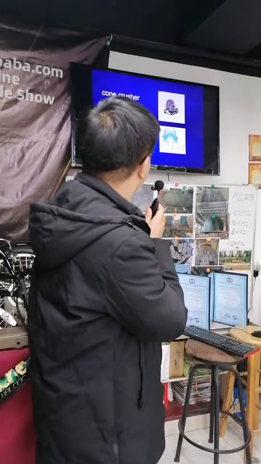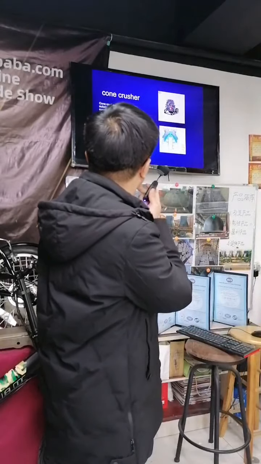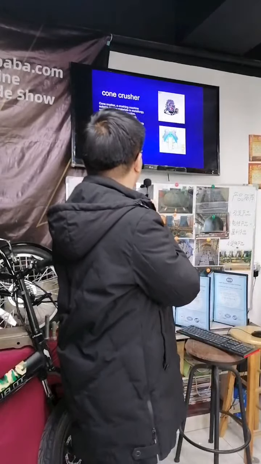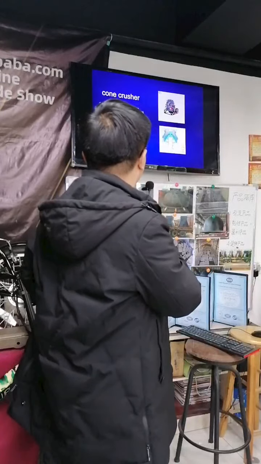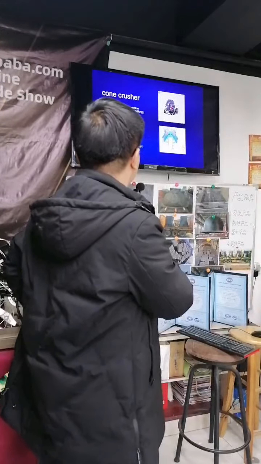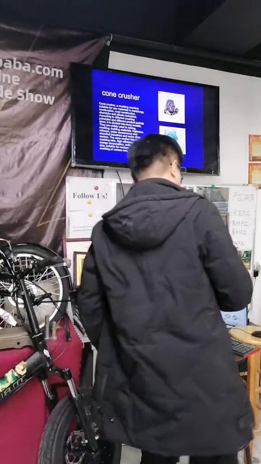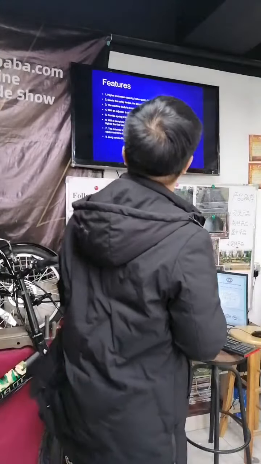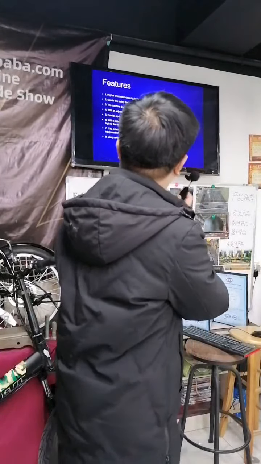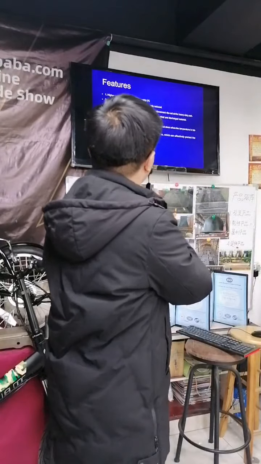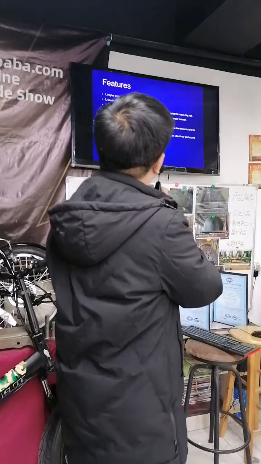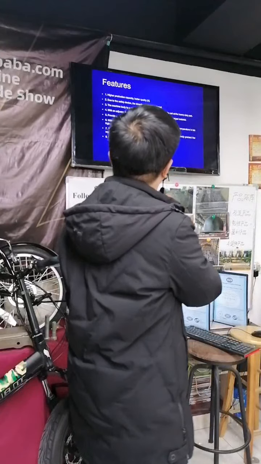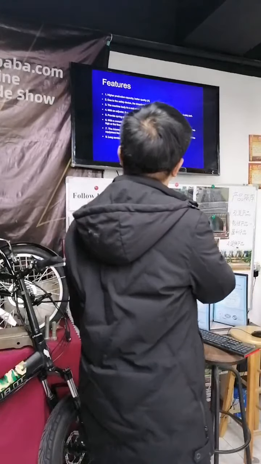The cone crusher has a large crushing ratio, high efficiency, low energy consumption, uniform product size, suitable for medium and fine crushing of various ores and rocks. The features of the cone crusher are 8. First, higher production capacity, better quality. 2. Due to the safety device, the downtime is greatly reduced.